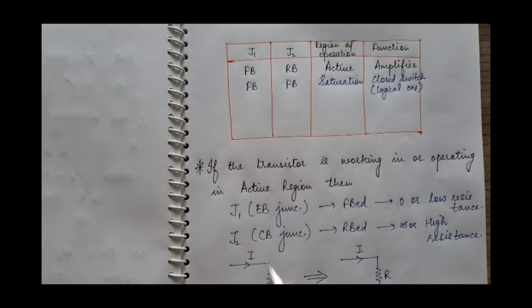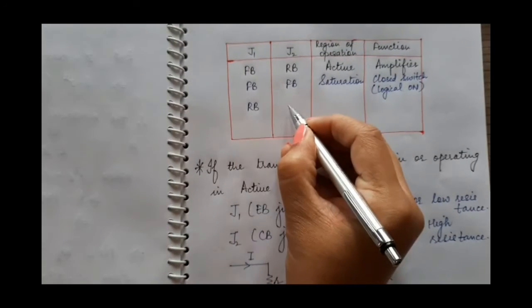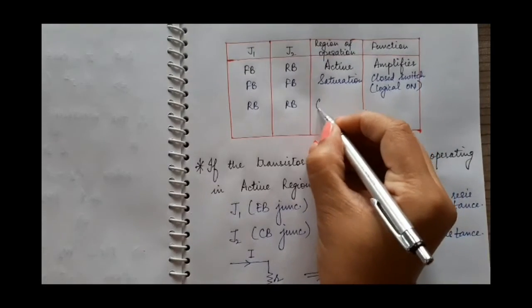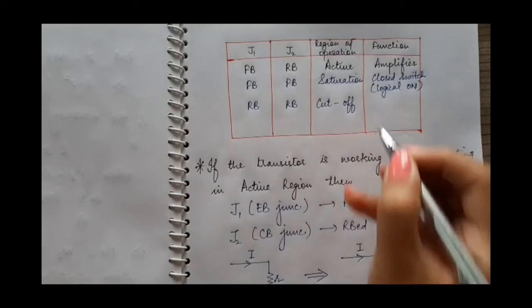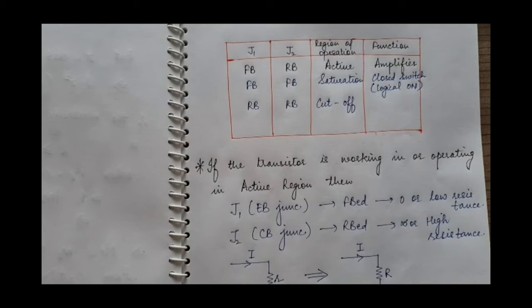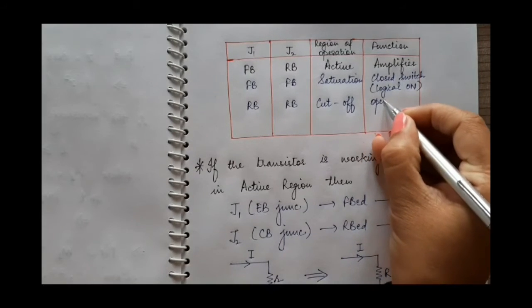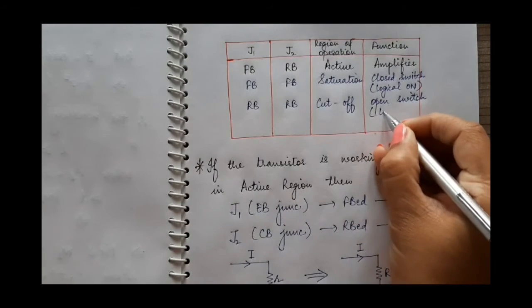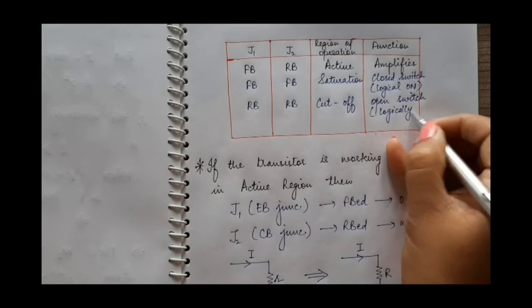And similarly, when both junctions J1 and J2 are reverse biased, at that time no current will flow. So this region of operation is known as the cut-off region. At that time the transistor will operate in the cut-off region, and as there is no current, both the junctions are reverse biased, so the circuit is said to be open. So at that time it will act as an open switch or logical off in case of digital electronics.